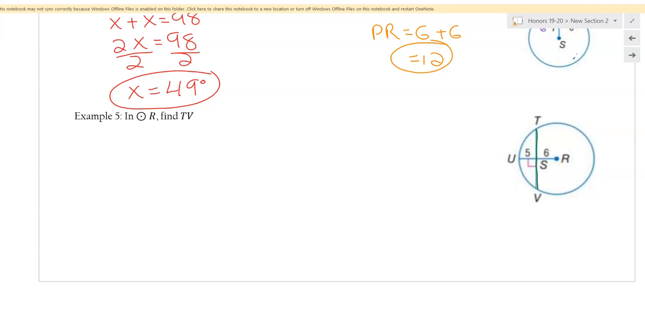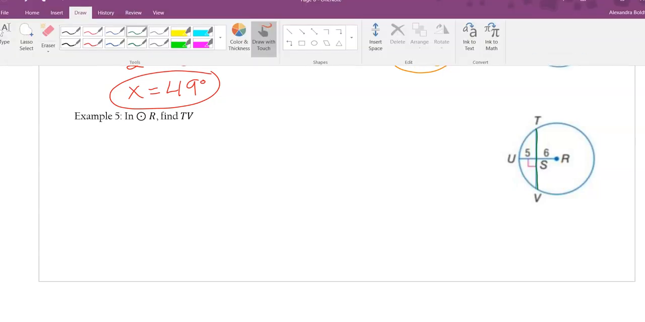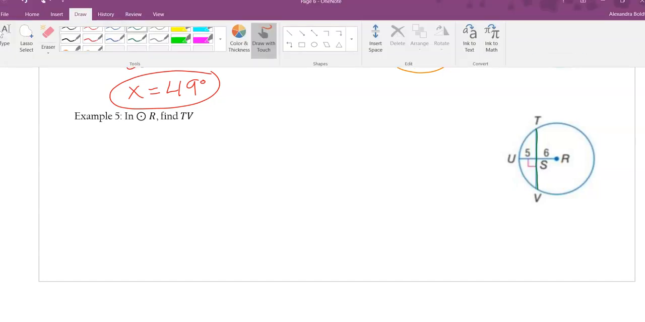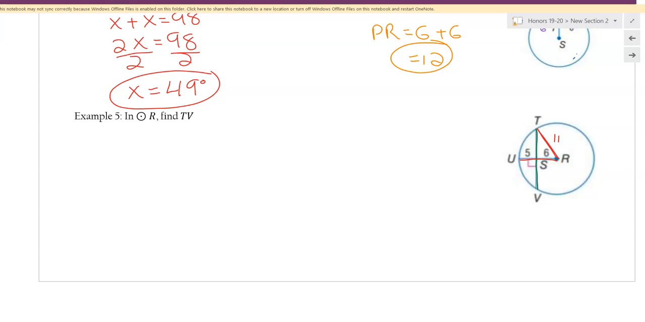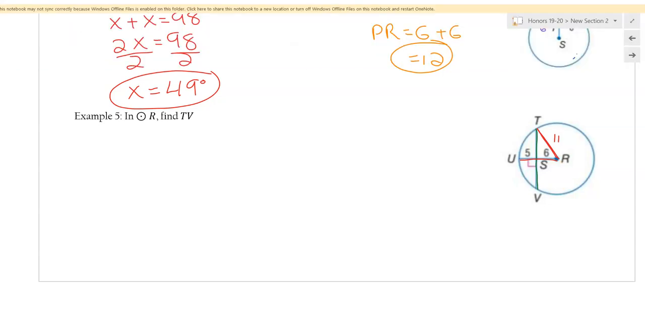In problems like this, when we're finding all distances, what we are going to do is draw another radius. Okay? This is a radius. That radius is 11. So if I draw a radius here, this radius is 11. I now have this lovely right triangle. Right?